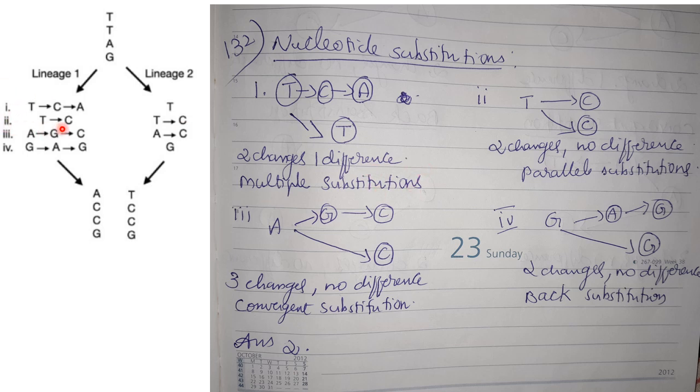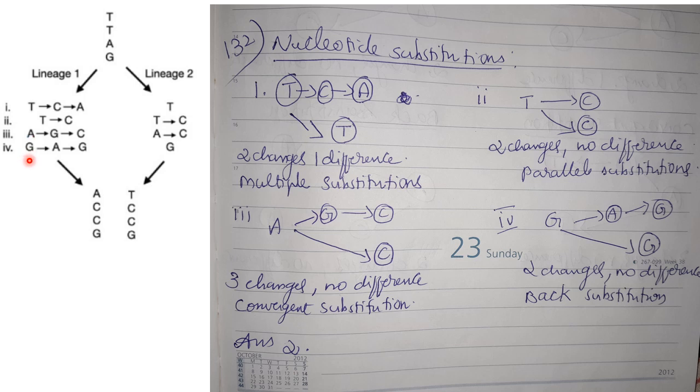Now see the second one, T giving rise to C, T giving rise to C. There are 2 changes. T is getting converted to C, but there is no difference between the substitution products. So it is parallel substitution. So 2 is parallel substitution. 3, A giving rise to G, G giving rise to C, A giving rise to C. So A giving directly to C, but A is also undergoing 2 changes to G then to C. But there is no difference in the substitution product. So there are three changes and no difference. It is convergent substitution.